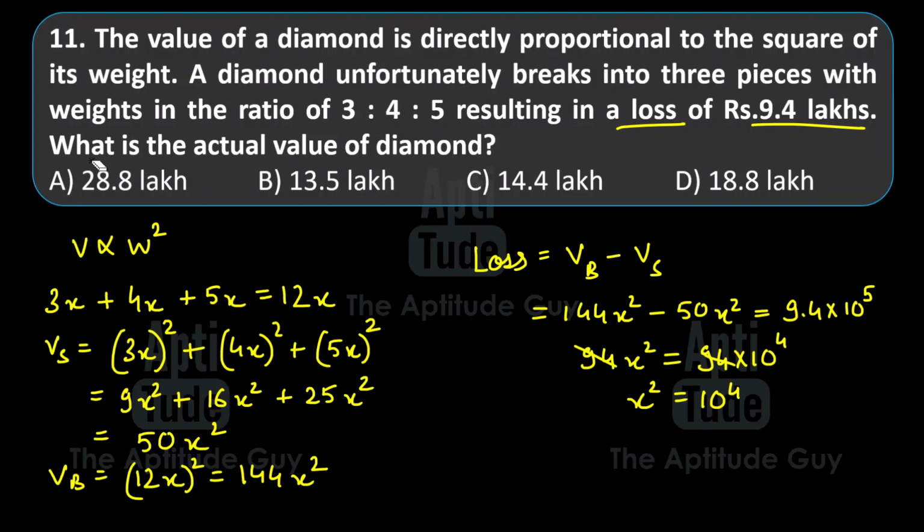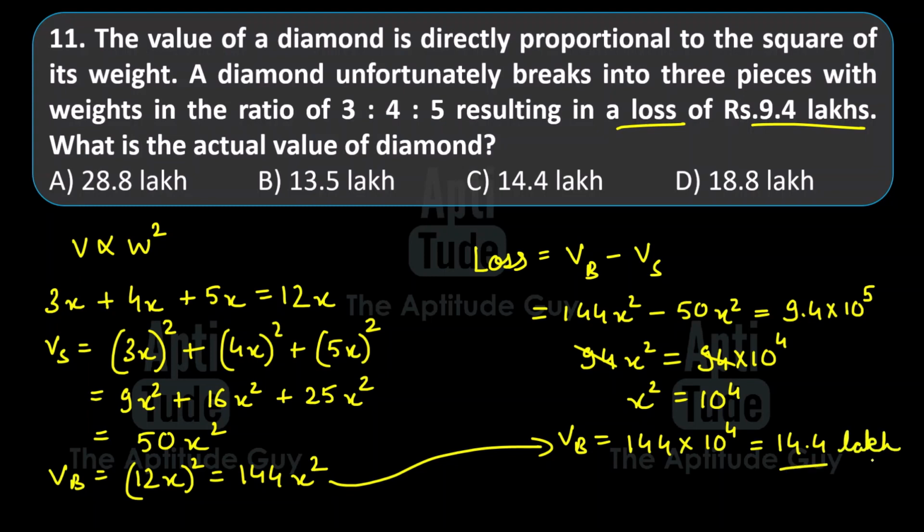They have asked what is the actual value of the diamond. That means the value of the big diamond. Value of the big diamond, as we already know, is 144x square. So this is 144 into x square, which is 10 to the power 4. This is nothing but 14.4 lakh. The answer is option C.